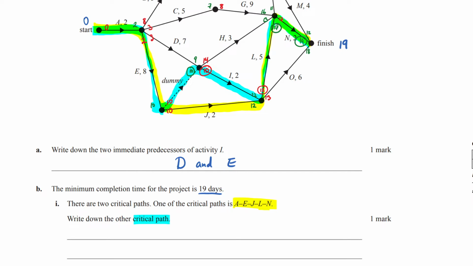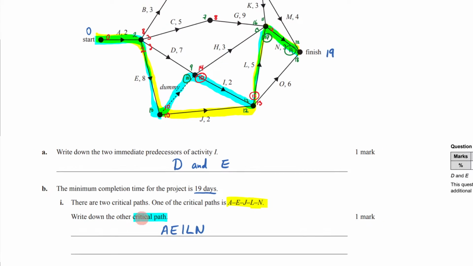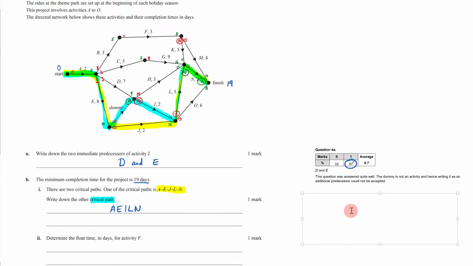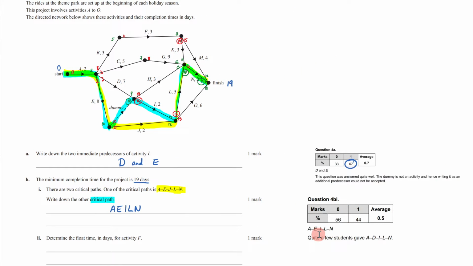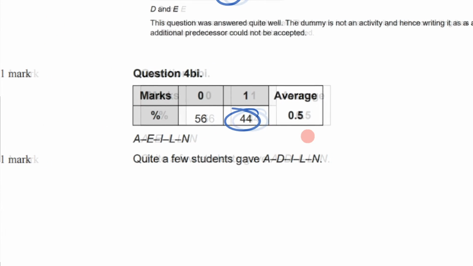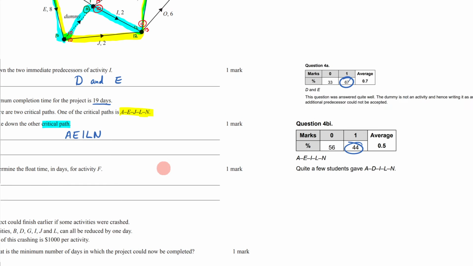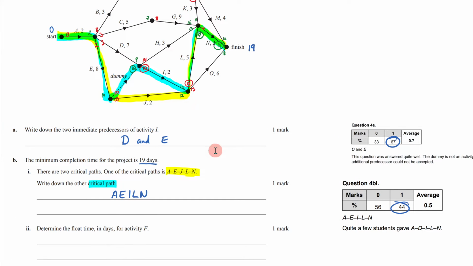So now my other critical path is going to be A, E, then I, and then L, then N. AEILN. Let's see how many people got that one correct. AEILN, 44% of people got that correct. It says quite a few students gave ADILN. So why did they go AD? They went this way, AD. I'm not quite sure why they went that way.